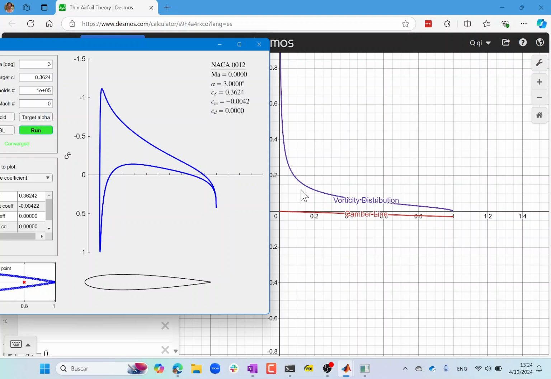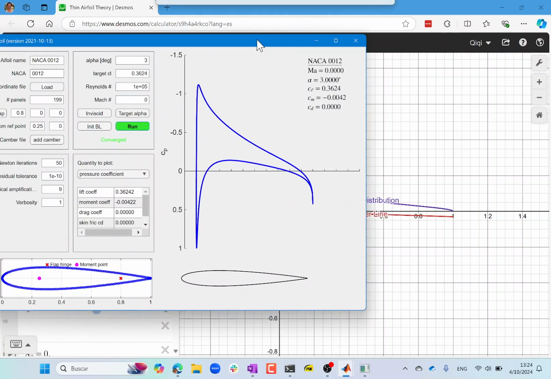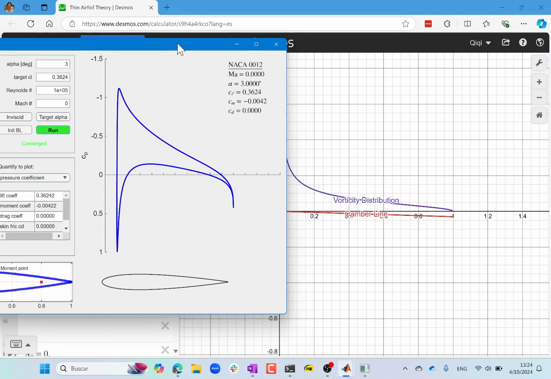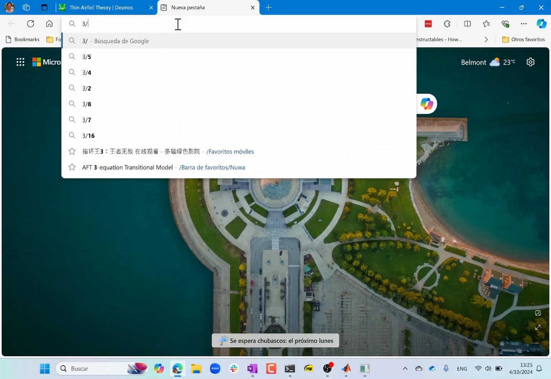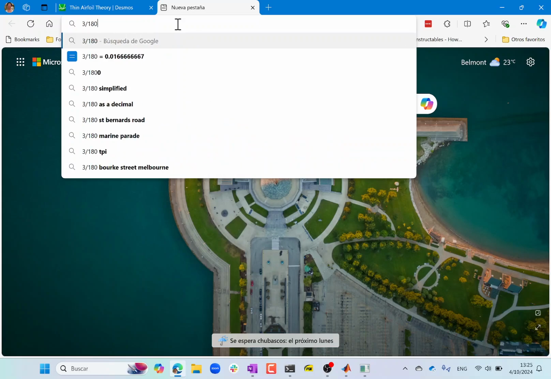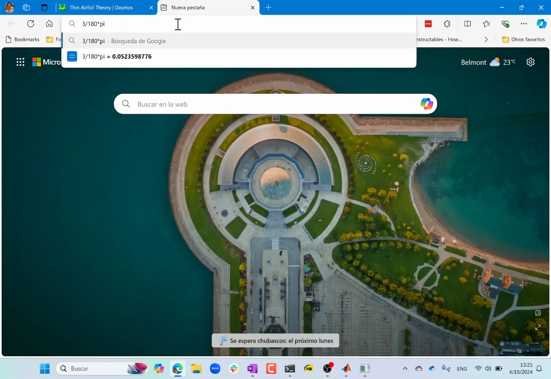No? Okay. Also look at the lift and see how different the lift is compared to what's predicted by thin airfoil theory. So at 3 degrees, the lift coefficient is 0.3624, right? Is that what you get also? I get 0.3623. It's pretty good. And according to thin airfoil theory, you convert 3 degrees to radians by dividing 3 by 180 times pi, right? And then times another 2 pi. That gets you the lift coefficient predicted by thin airfoil theory.